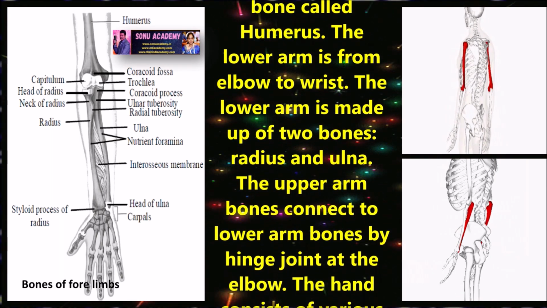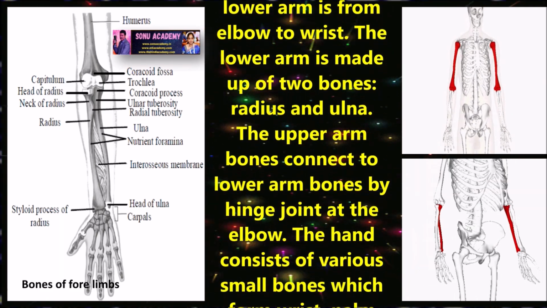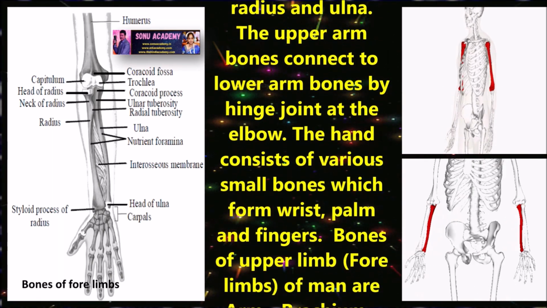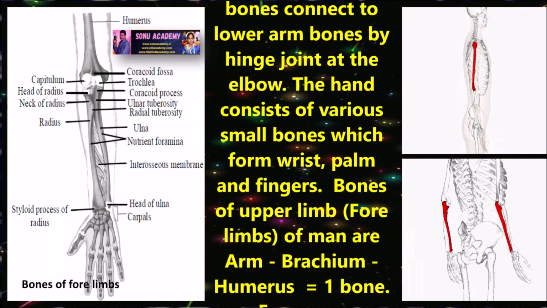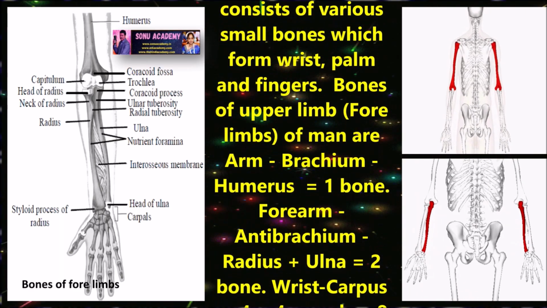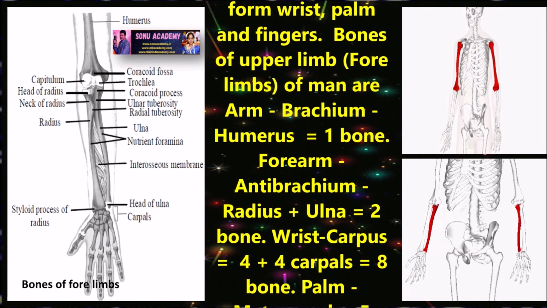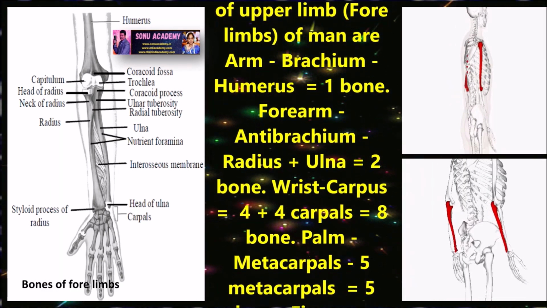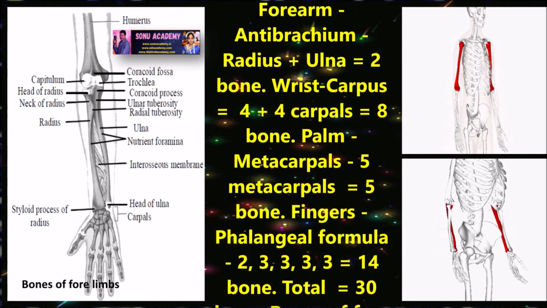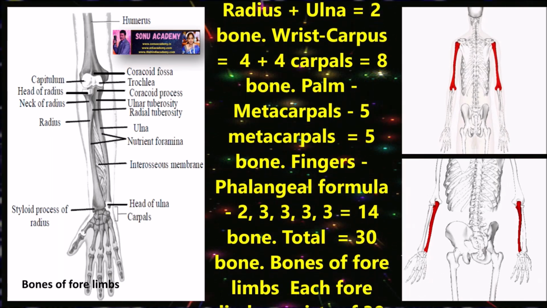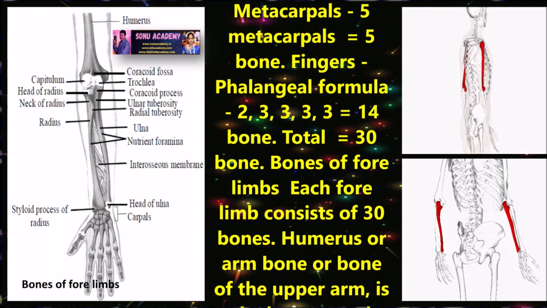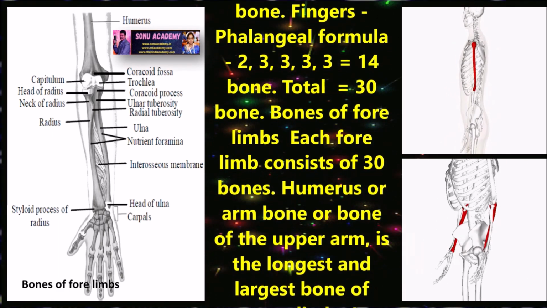The hand consists of various small bones which form the wrist, palm and fingers. The bones of the upper limb, or forelimb, of man are the following: arm, brachium, humerus is 1 bone; forearm, antebrachium, radius plus ulna is 2 bones; wrist, carpus, 4 plus 4 carpals, 8 bones; palm, metacarpals, 5 metacarpals or 5 bones; fingers, phalangeal formula 2 plus 3 plus 3 plus 3, 14 bones. Total, one hand consists of 30 bones.